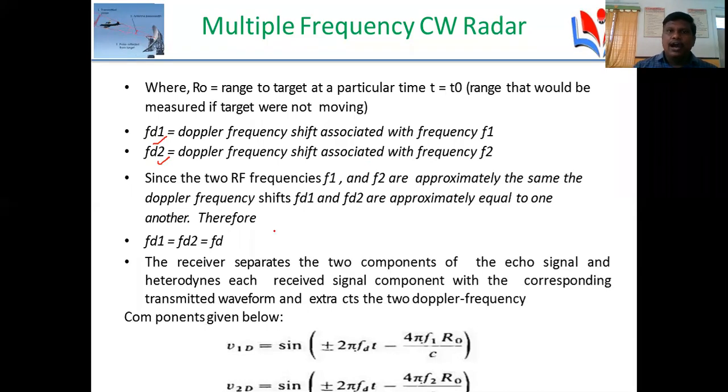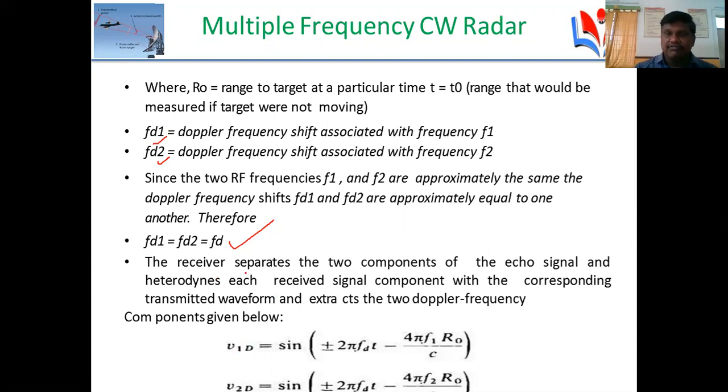Since the two RF frequencies F1 and F2 are approximately the same, the Doppler frequency shift FD1 is approximately the same as FD2. So we are going to take FD1 equal to FD2 equal to FD. We are assuming that when the first signal is transmitted and when the second signal is transmitted, the Doppler frequency shift is the same, taken as FD. If you write that, we get the detected signal here.